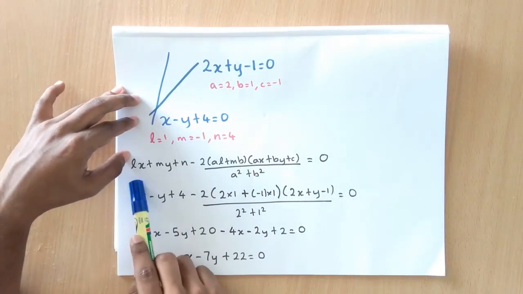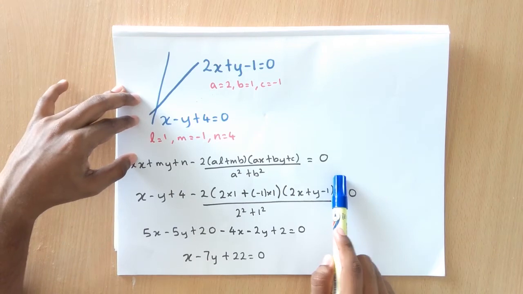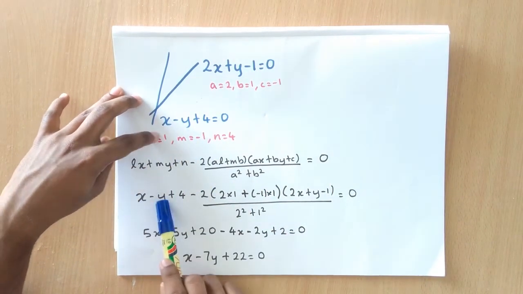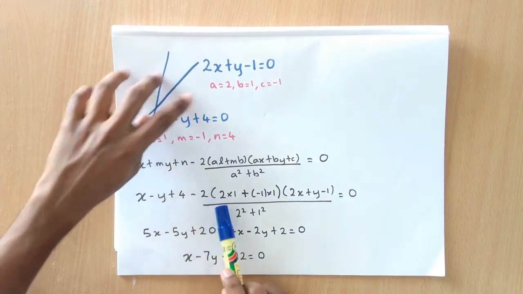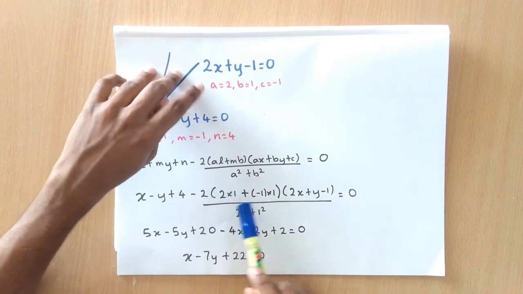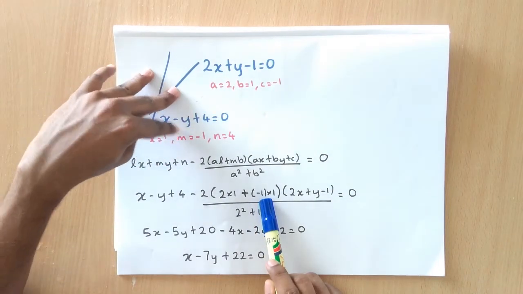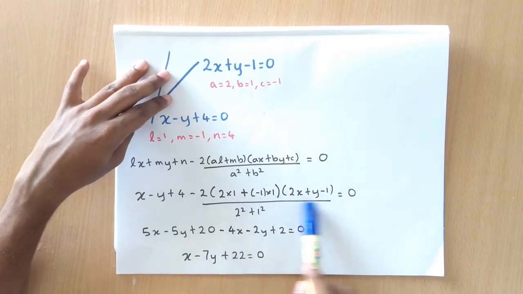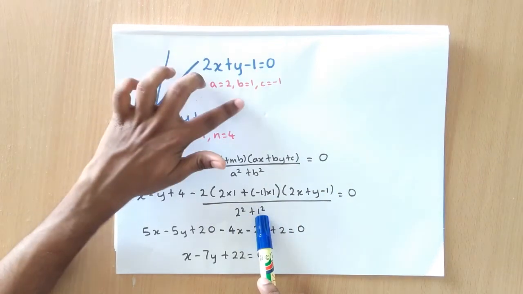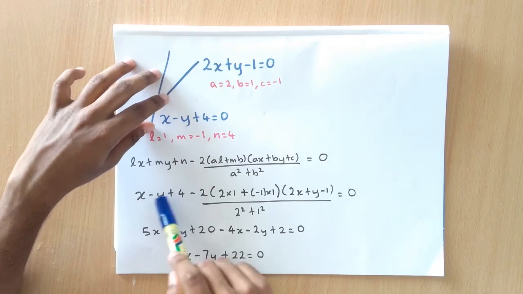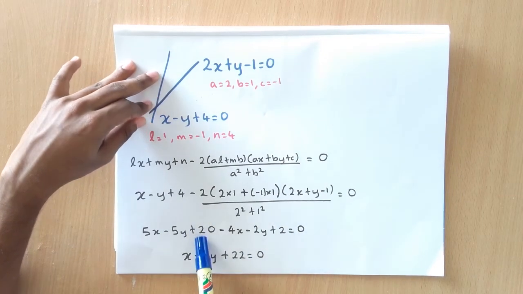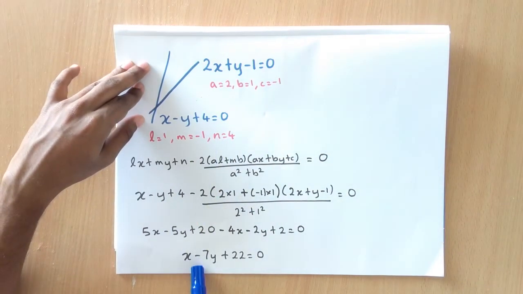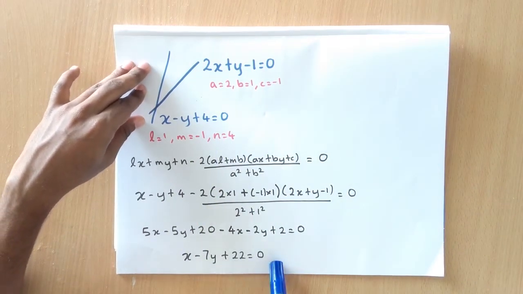So by using this formula, we can write the equation of the image as x minus y plus 4 minus 2 into (1 plus minus 1 into 1) multiplied by (2x + y minus 1) over (2 squared + 1 squared) equals 0. So as we simplify this even more, we can get the image of this line x minus y plus 4 equals 0 as x minus 7y plus 22 equals 0.